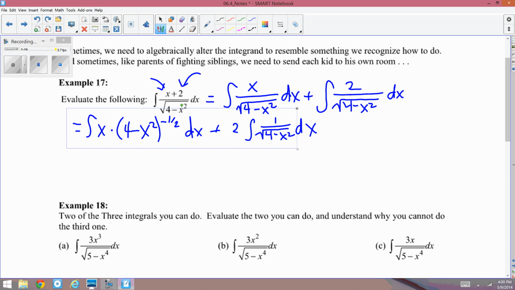So this part, this is the derivative of the inside, but it's off by a factor of negative 2. So I'm going to multiply by negative 1/2. Okay, now this is just the power rule, 4 minus x squared. Add 1 to the power, positive 1/2, divide by that new power, times 2. Okay, plus, oops, don't want to put that plus c yet. I'm going to put it at the end.